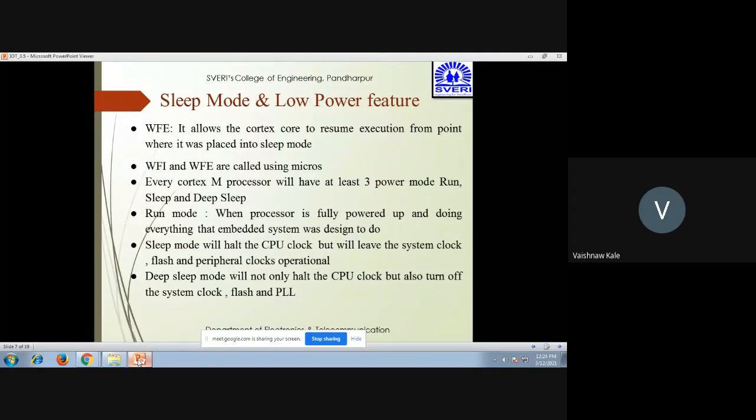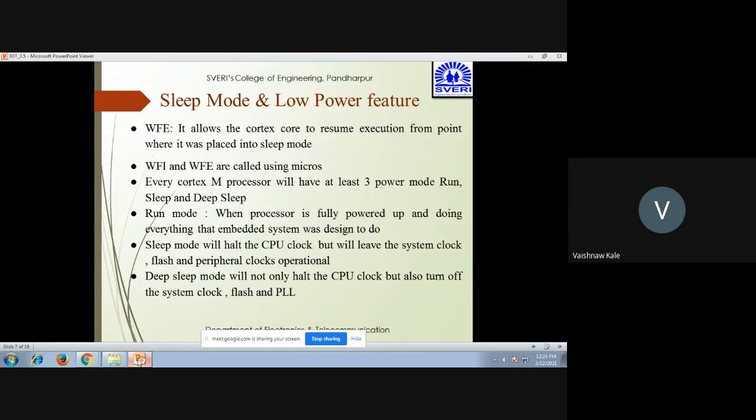Now let us see how these 3 modes work. The first one is the run mode, where the processor is completely fully powered up and doing everything that the embedded system is designed for. Second is the sleep mode. In sleep mode, it will halt the CPU clock, but it will leave the system clock, flash, and peripheral clock operational. So only the CPU clock will be halted, and the rest of the clocks will be operational.